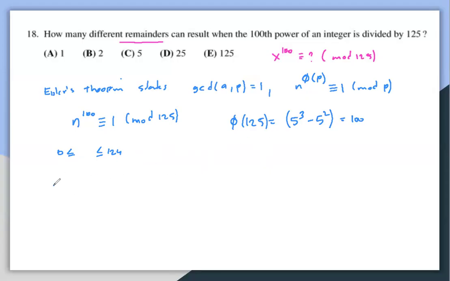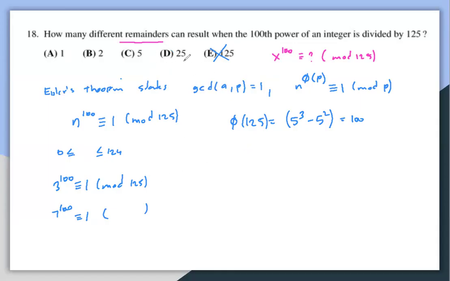For example, if I take 3 to the 100th power, this is congruent to 1 mod 125. Or if I take 7 to the 100th power, this is also 1. You can keep writing any number that is relatively prime to 125, and that will be 1. So we already have 100 of those numbers giving 1, meaning these two cannot be the answer, because we have only 25 others to check. We may have this as well, but we'll see.